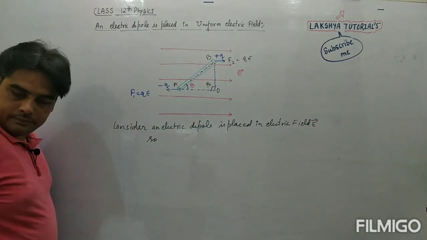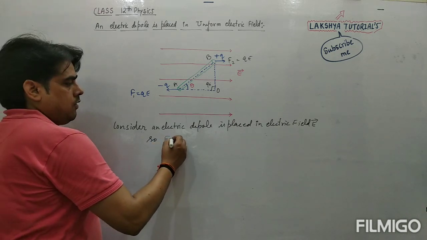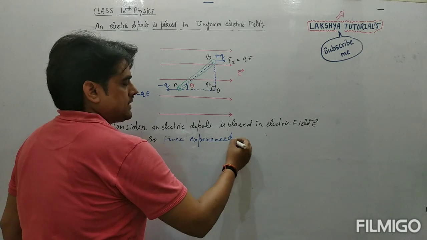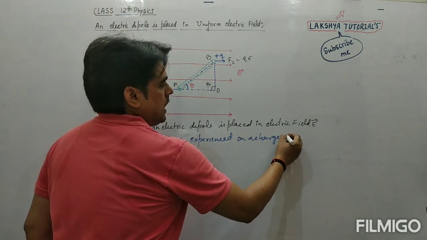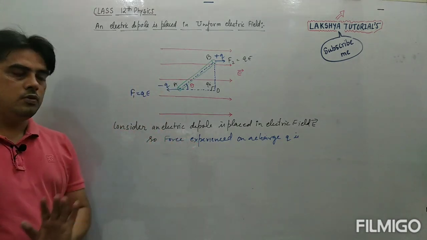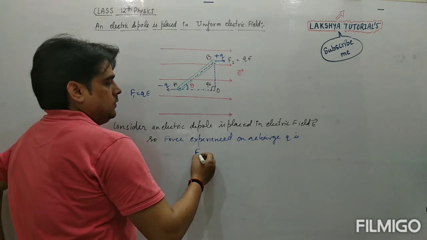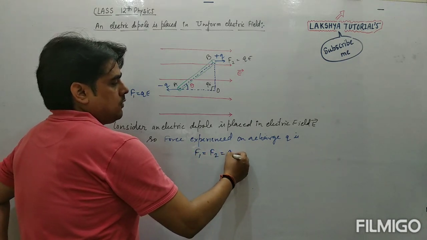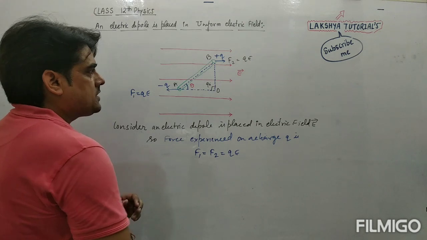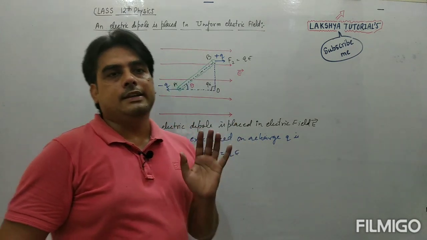So the force experienced on a charge Q is: on both plus Q and minus Q charges the same magnitude of force is experienced, and its value is F equal to F1 equal to F2 equal to QE. Okay, then we start to elaborate the moment which is produced by the electric dipole.